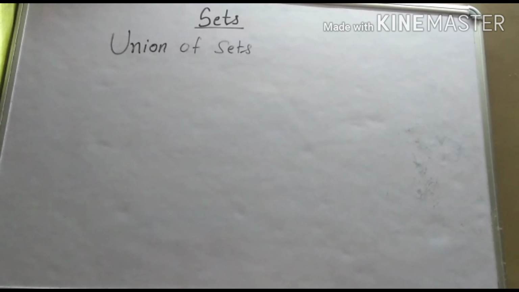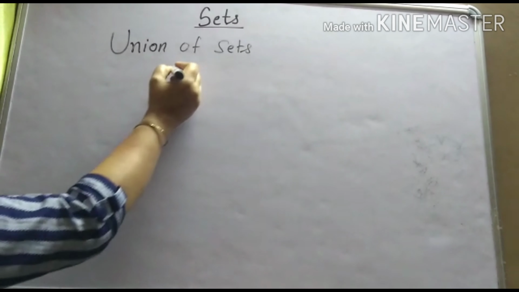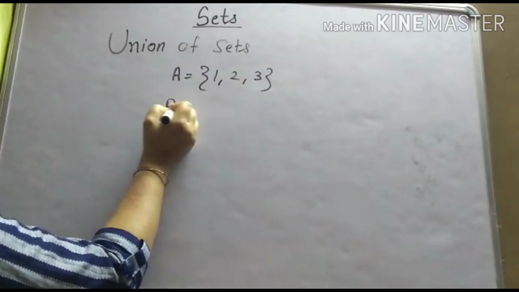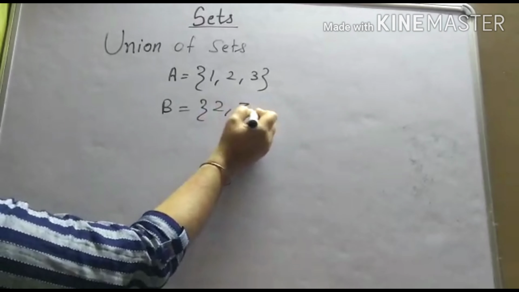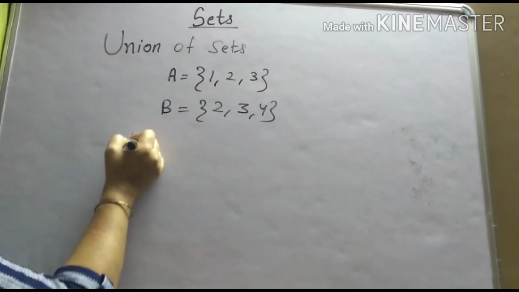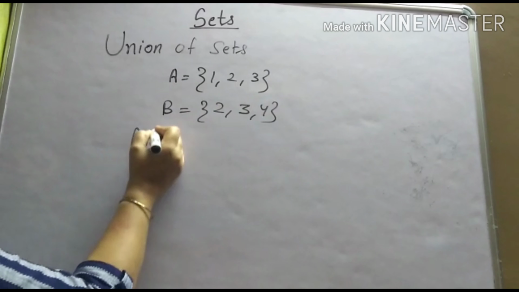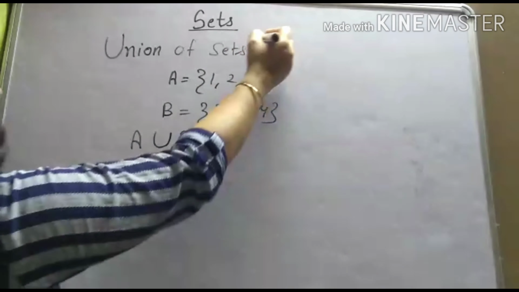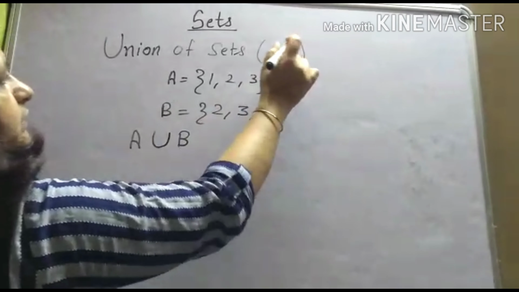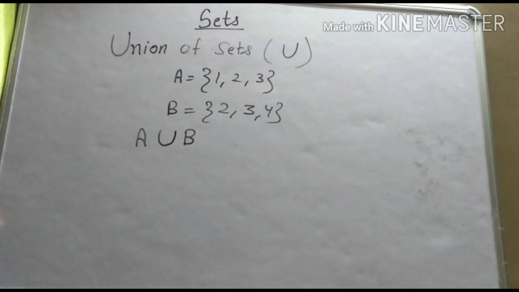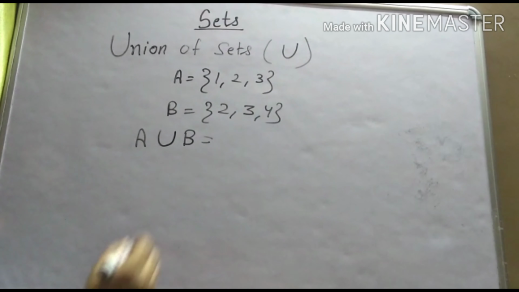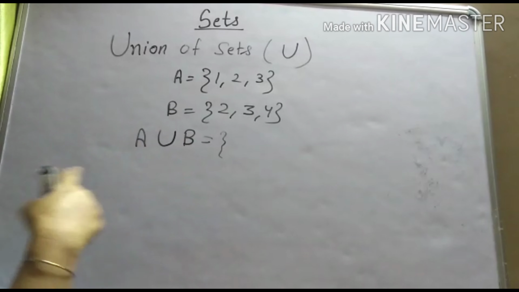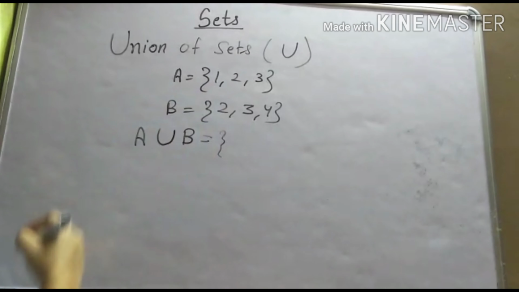Now, union of sets. If we have set A is 1, 2, 3 and set B is 2, 3, 4, then what is A union B? Union is always represented by the symbol ∪. A union B means we have to combine all the elements.